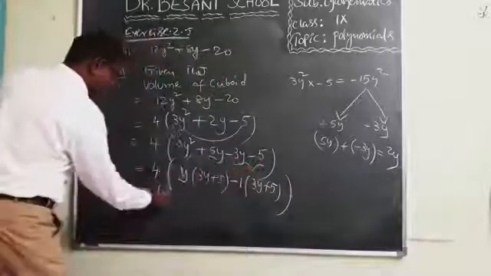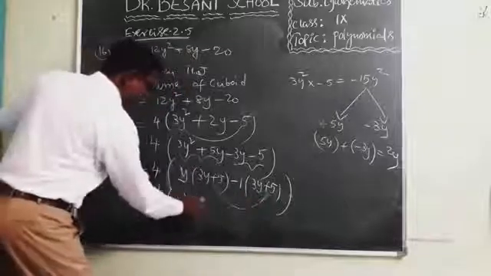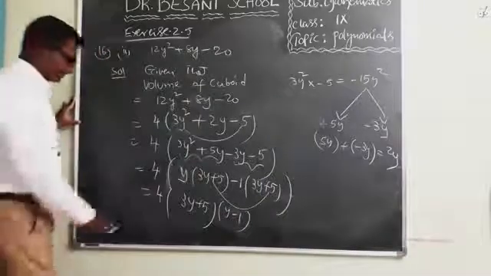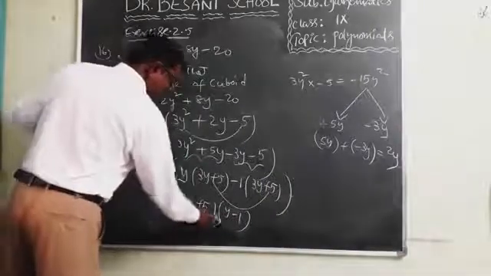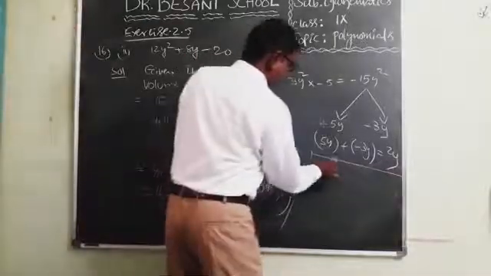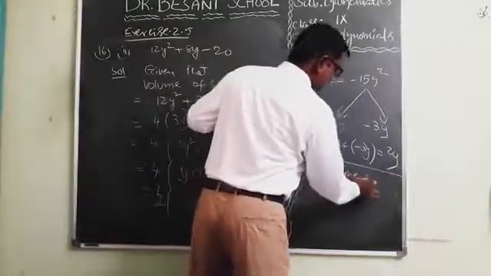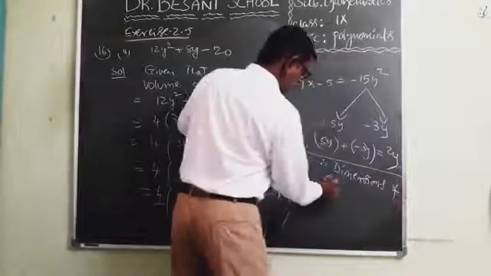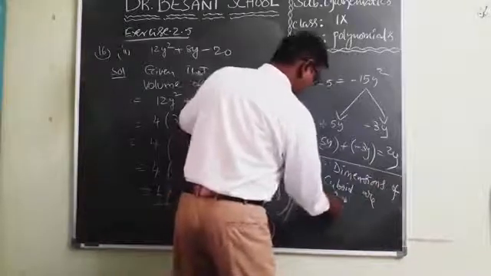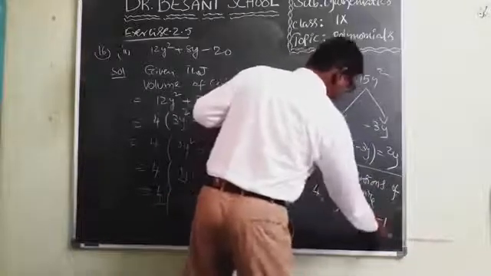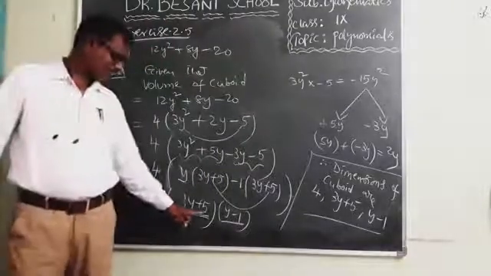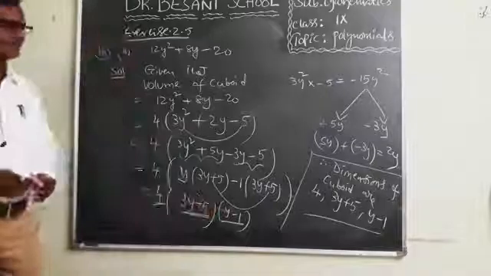So this is 4 into, what is the overall common factor here? 3y plus 5. What is another factor here? y minus 1. So how many factors are there? 3. What are they? One is 4, other is 3y plus 5, other is y minus 1. That conclusion we write here. Therefore, dimensions of the cuboid are 4, 3y plus 5, y minus 1.